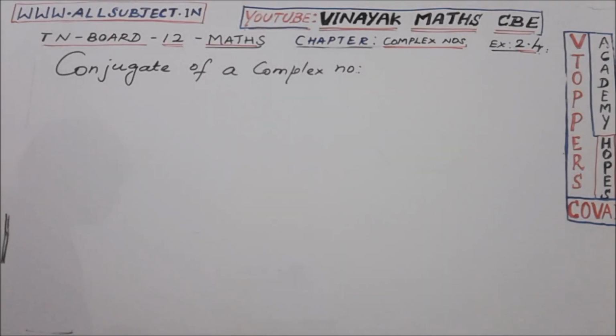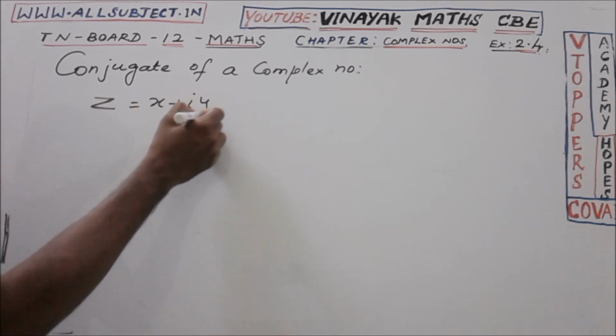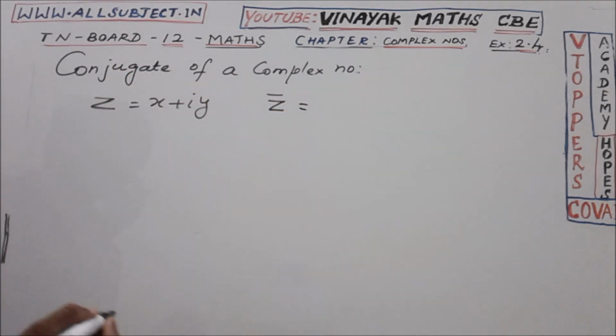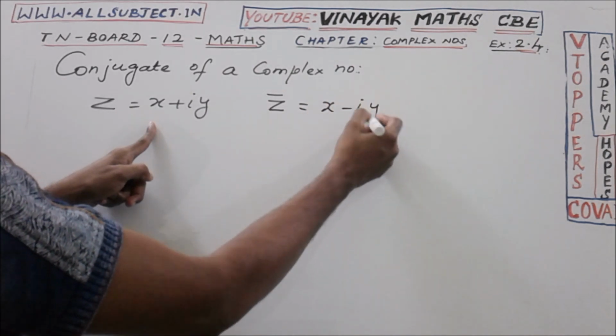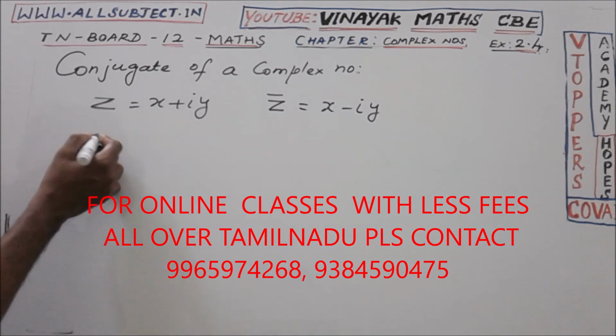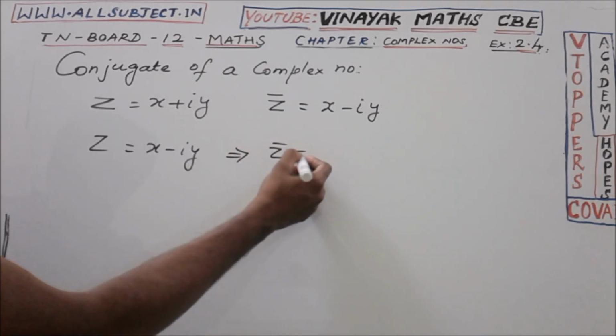Next topic, conjugate of a complex number. The conjugate of a complex number is defined by simply changing i to minus i in a complex number. For example, z equal to x plus iy is a given complex number. Its conjugate is denoted by z bar, and it will be equal to x minus iy. Just replacing this plus i with minus i, that's all. Suppose z equal to x minus iy, which implies z bar equal to x plus iy.